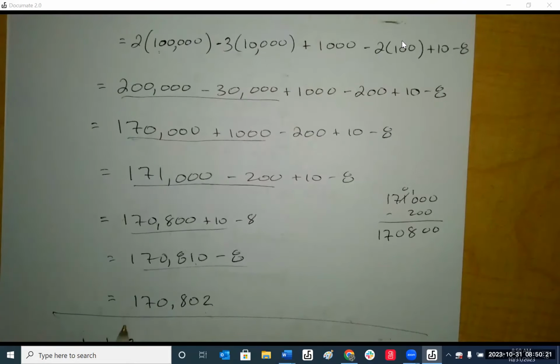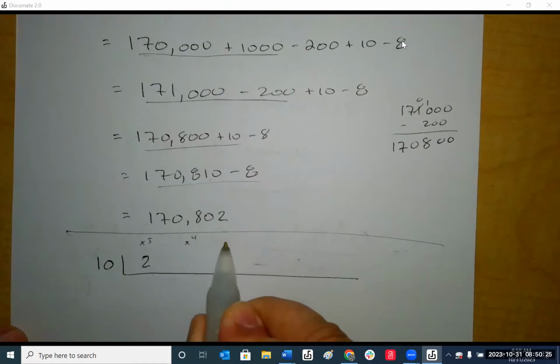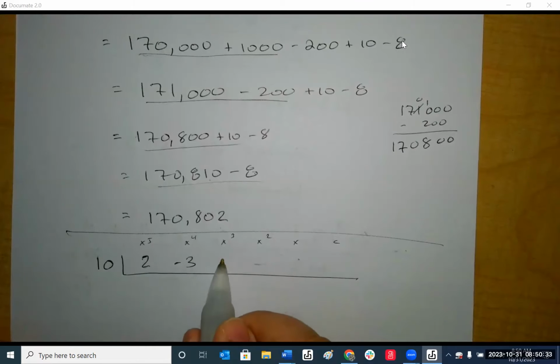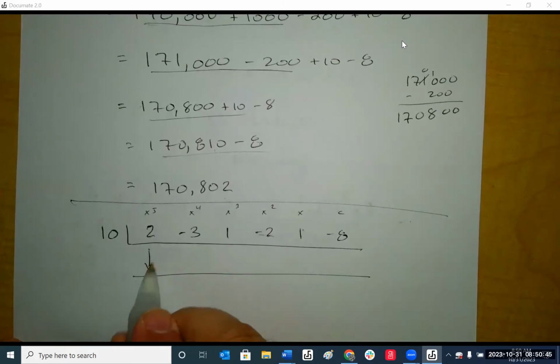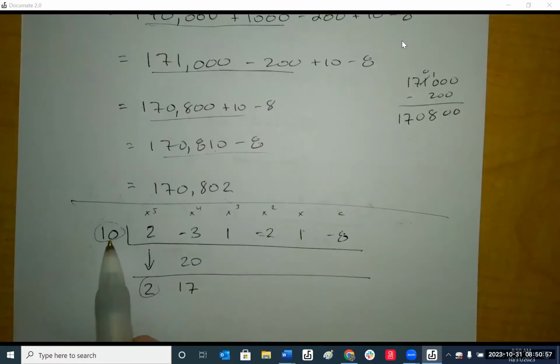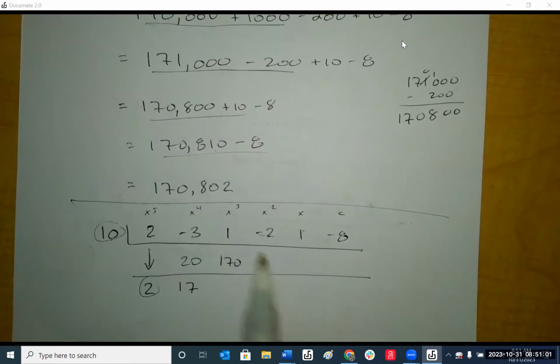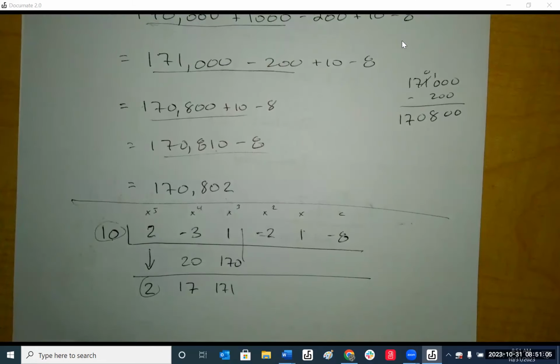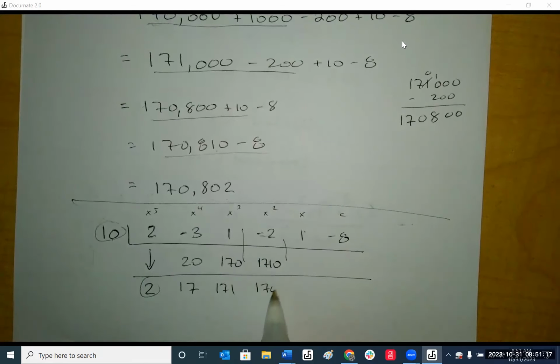So we have 2, this is x to the 5th, x to the 4th, x to the 3rd, x squared, x, and constant. So we have a 2, a negative 3, a 1, a negative 2, a 1, a negative 8. Ten times 2 is 20. 20 minus 3 is 17. 10 times 17 is 170. Plus 1 is 171. 10 times 171 is 1710. Just put a 0 behind it now. Minus 2 is 1708.